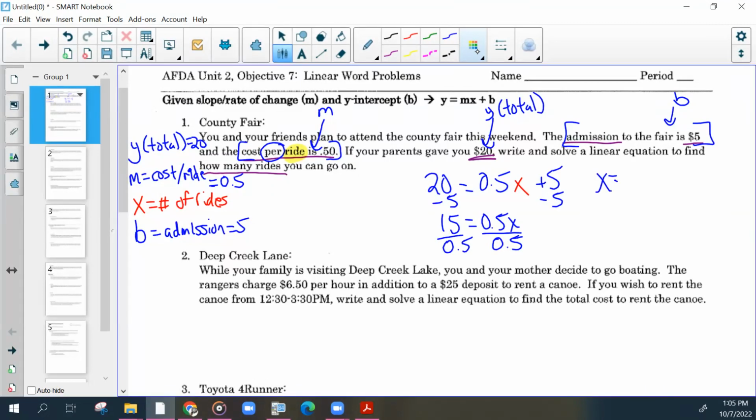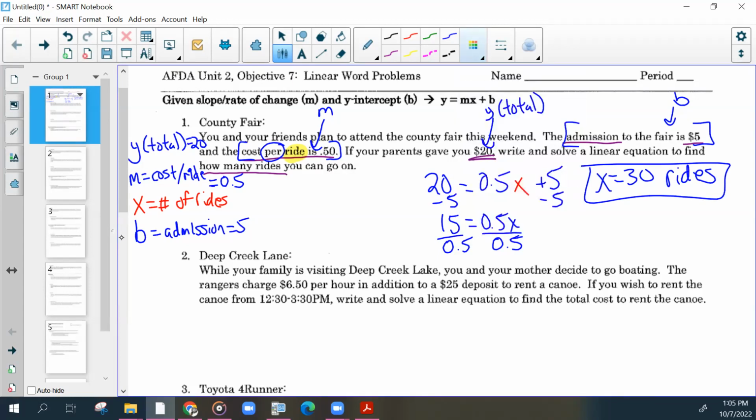Now, when we answer this, because these are word problems, we have to be specific about 30 what? What are we answering? The question asks how many rides, so our answer should be something like 30 rides. You can be more specific and write out an entire sentence, but as long as you are labeling what you're solving for, you're good. Right? Let's do another one like that.